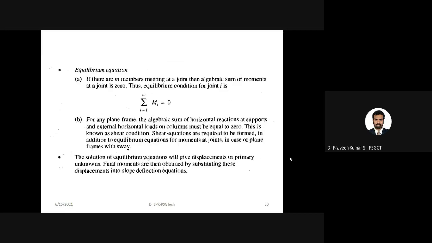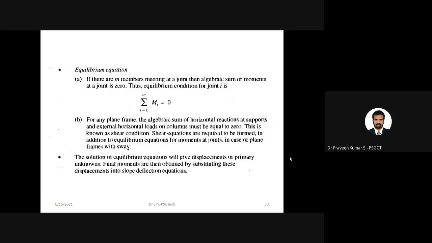Similarly, after the calculation of fixed end moments and slope deflection equations, we have to go for the equilibrium equation. If there are m members meeting at a joint, then the algebraic sum of the moments at the joint is equal to zero. So therefore, we have the equation summation of M equal to zero. For any plane frames, the algebraic sum of horizontal reactions at supports and the external horizontal loads on the columns is supposed to be equal to zero. This is the condition we take for the frames as a shear condition. So that is HA plus HB plus your external force equals zero.